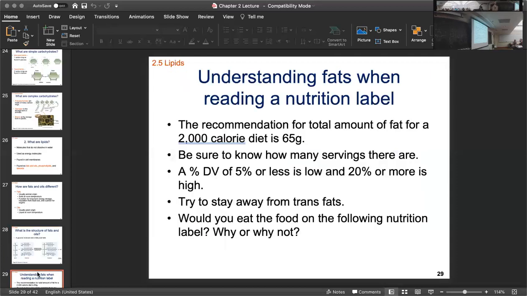All right, understanding fats when reading a nutrition label. The recommendation for total amount of fat for a 2,000 calorie diet is 65 grams.